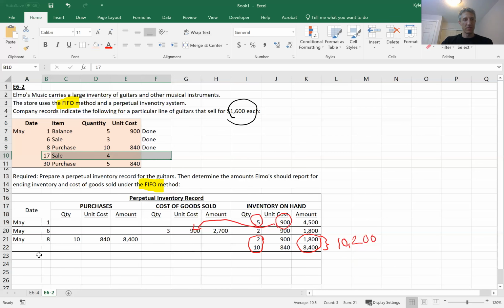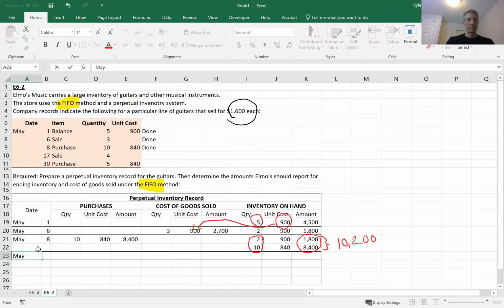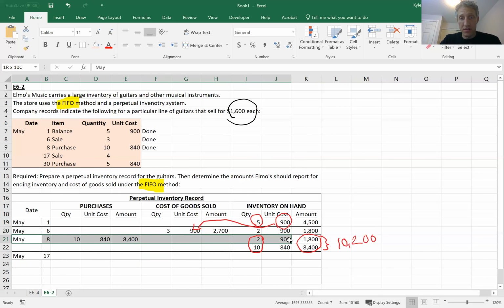It's now May 17th. On May 17th, we made a sale. We sold 4 units. That's going to be over here. We sold 4. I know I'm going to need to put 4 within the quantity of May 17th. Now I have 2 lines to draw from in the previous transaction. As of May 8th, we had 2 units at a unit cost of $900 and 10 units at a unit cost of $840.